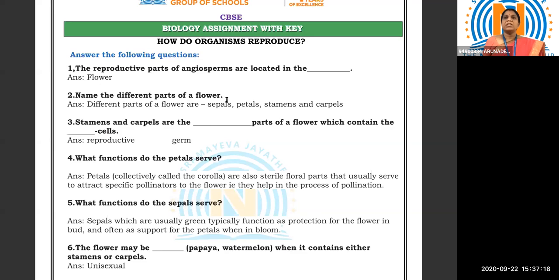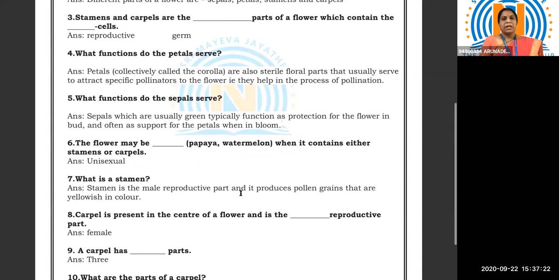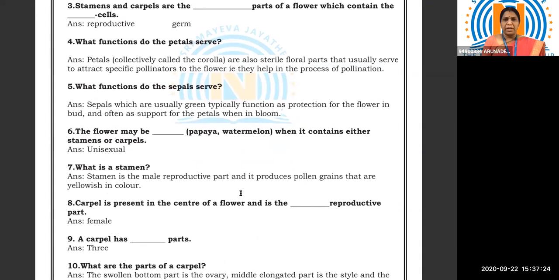So sixth question, the flower may be dash and dash. The flower may be dash when it contains either stamens or carpels. The flower may be unisexual. Examples of unisexual flowers are papaya and watermelon.